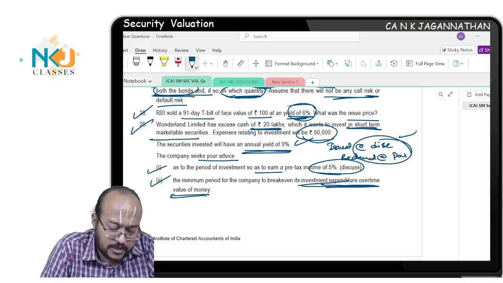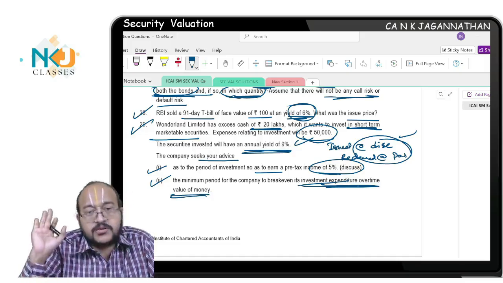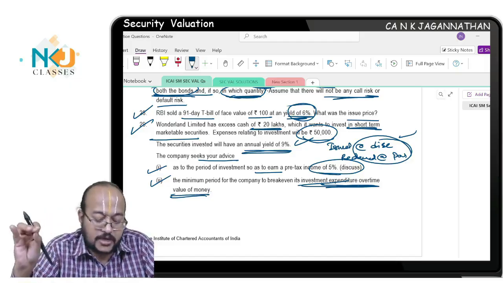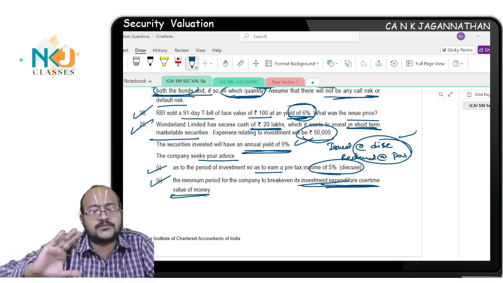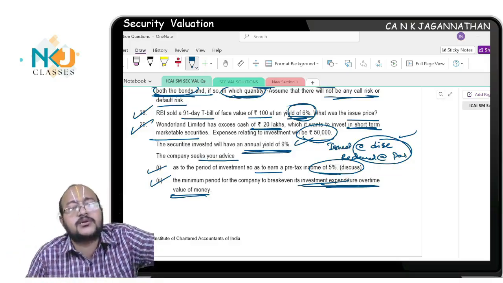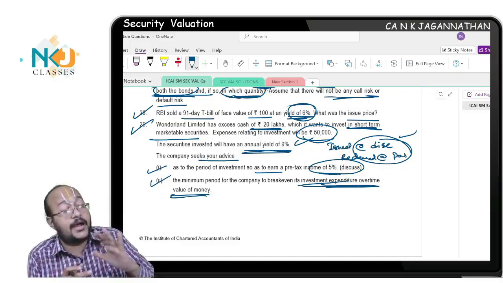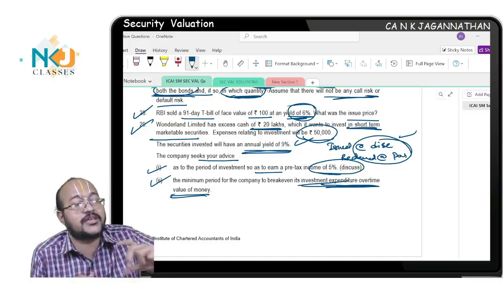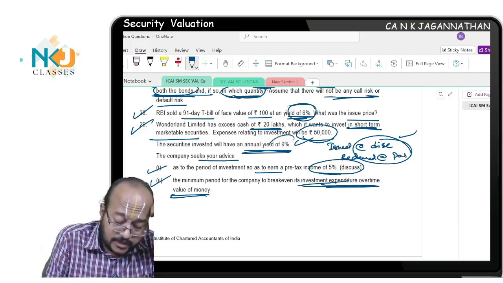See, first part, they have excess cash of 20 lakhs. They need to invest this 20 lakhs, agreed? And the expenses related to this investment is 50,000, which means you should earn a return over and above this 50,000 so that you adjust this 50,000 and earn some extra income so that it can cover the expense also. Are you understanding? This you need to think. Then it will yield 9%.